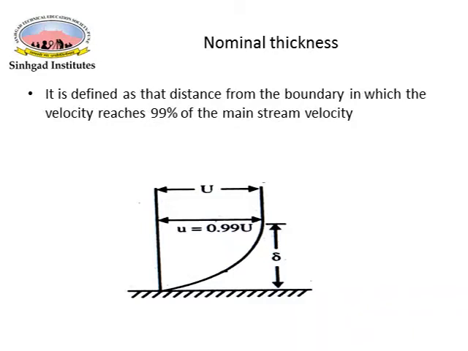Thickness. Now we will proceed further. It is defined as that distance from the boundary in which the velocity reaches 99% of the mainstream velocity. When you study in the class, you know that due to the shear stress, the velocity is zero at the contact point and maximum at the center point.